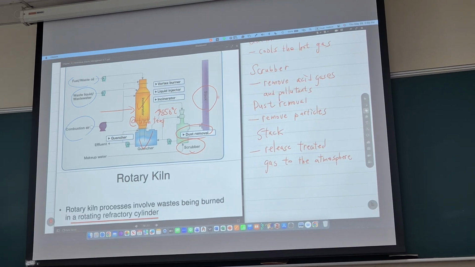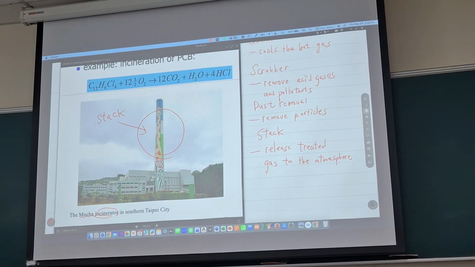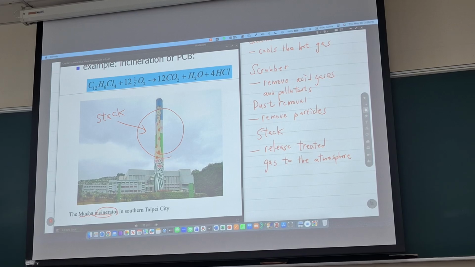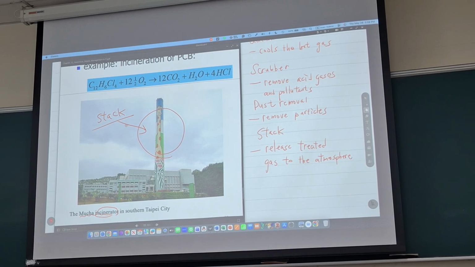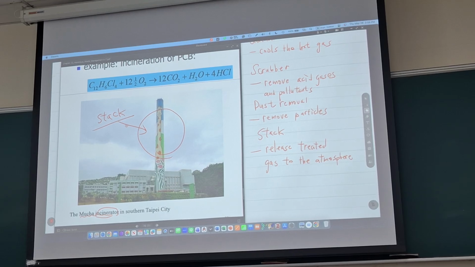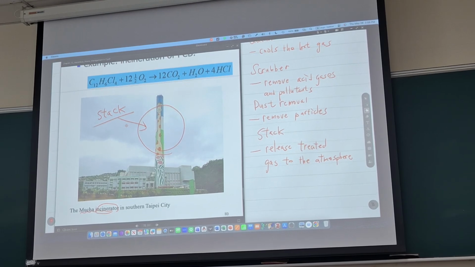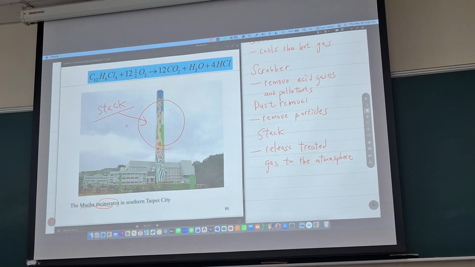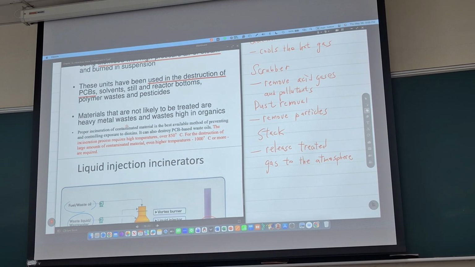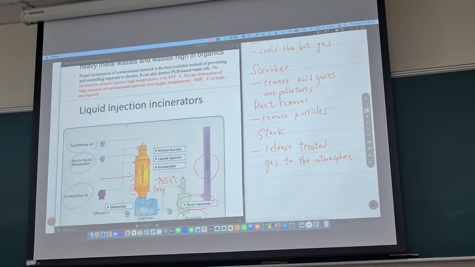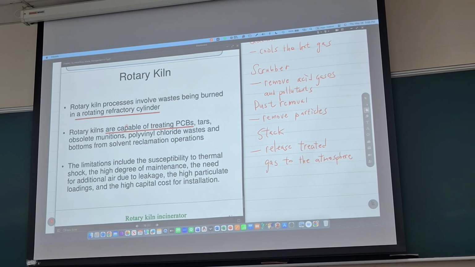So this guy is a stack. This one is next to the Muzha Zoo, Taipei Zoo, if you notice while driving on the highway.